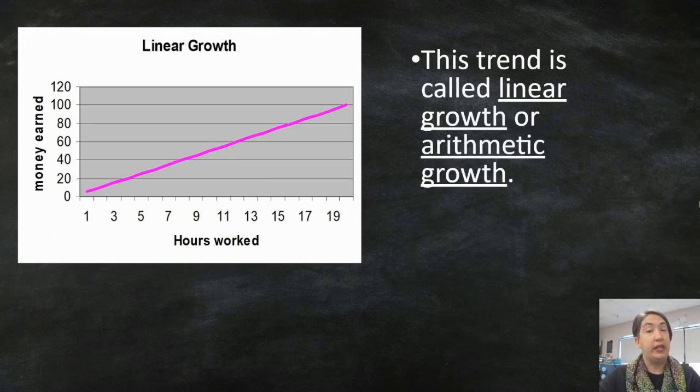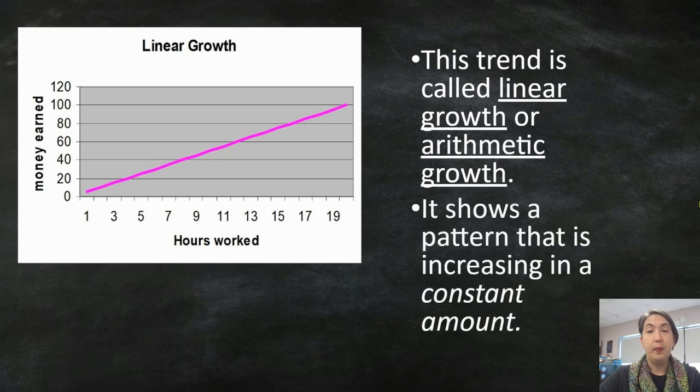This trend is called linear growth or arithmetic growth. So think about arithmetic. I'm just adding the same amount every single time. So you get that constant slope of your line. This shows a pattern that's increasing a constant amount. I know exactly how much that line's going to go up each time.